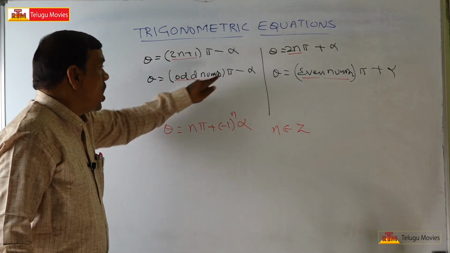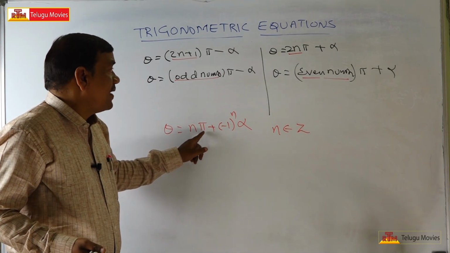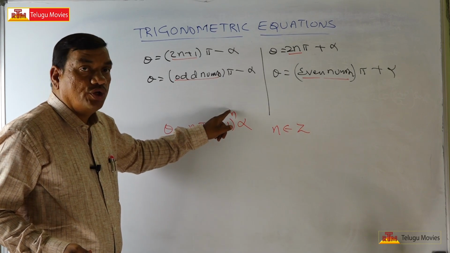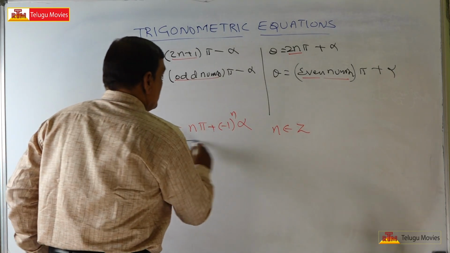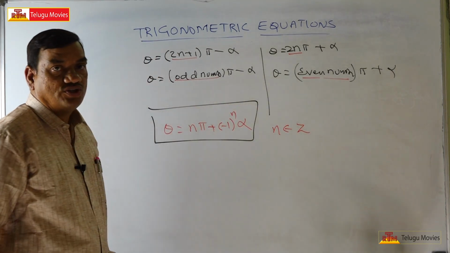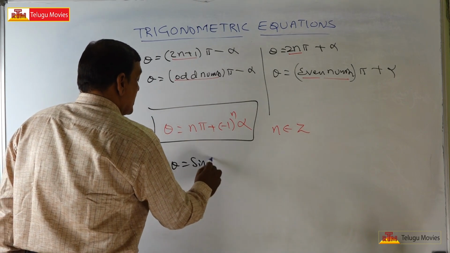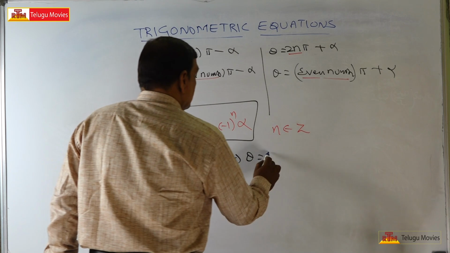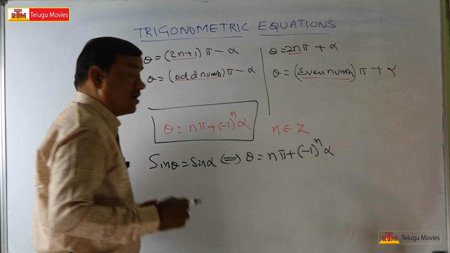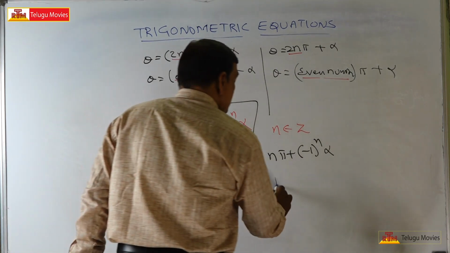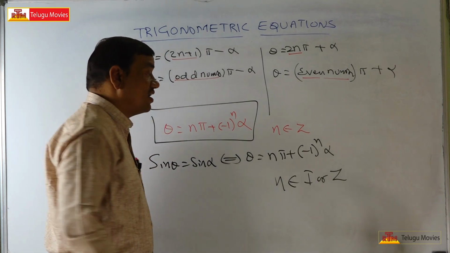If n is an odd number, let us take n equal to 3, then pi plus minus 1 whole cube, minus 1 whole cube is minus alpha. Therefore, this is your general solution. That means if sin theta is equal to sin alpha, then theta is equal to n pi plus minus 1 whole power n alpha. Remember that here n is an integer.